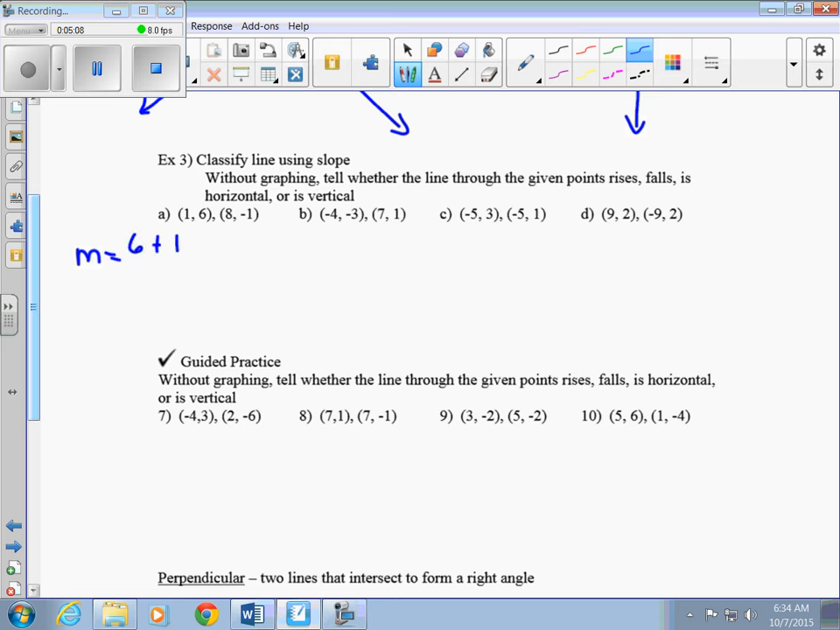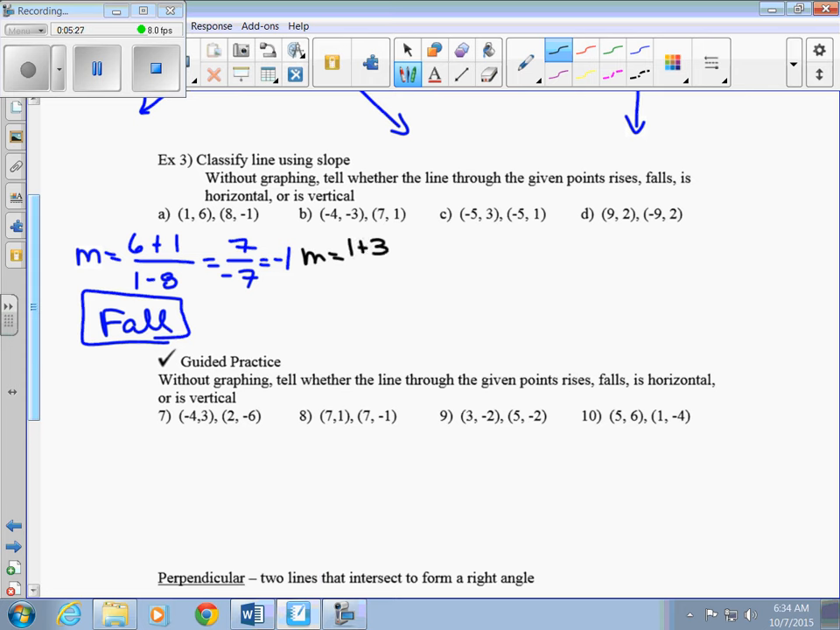So we have 6 plus 1 over 1 minus 8, which gives us 7 over negative 7, which is negative 1. Well, it has a negative slope, so this one is going to fall. All right, the next one. We have 1 plus 3 and 7 plus 4. This is going to be 4/11ths, which means it's positive, so it rises.